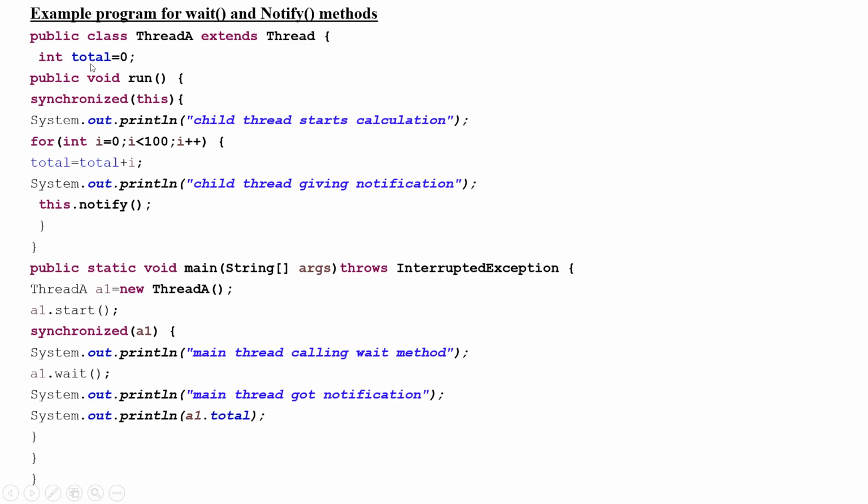I have declared int total equals 0 and I am performing a very simple operation: total equals total plus i. Means in total, what will be there first? 0 will be there, the initial value will be 0. 0 plus 0 will be stored in total.